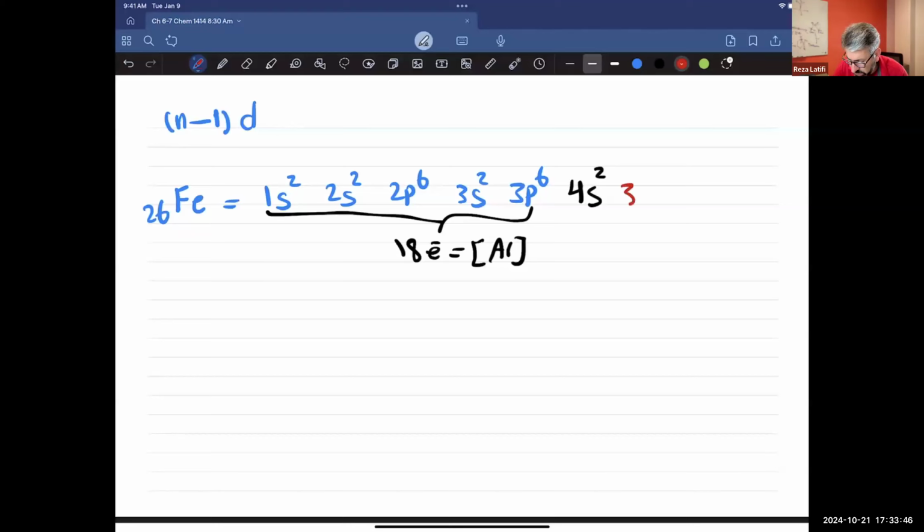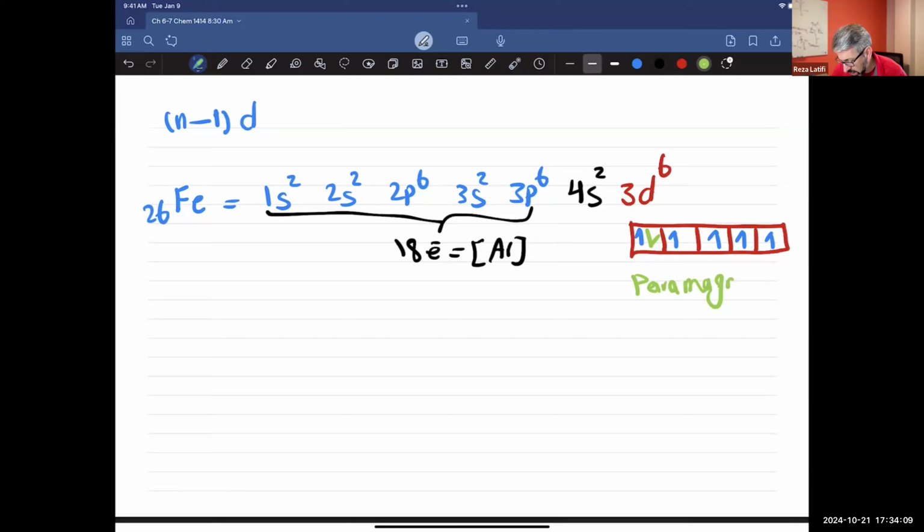Okay, now I have a 3d orbital with 6 electrons, and the d orbital is not going to be full. We have 5 orbitals. I'm going to put 1 electron inside each orbital. 5 of them, and this one is number 6. So I do have an unpaired electron, so this element will be paramagnetic.